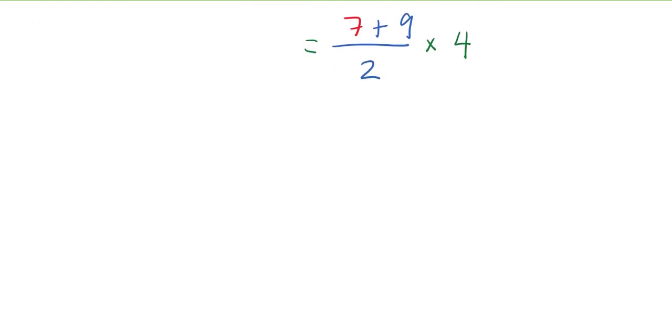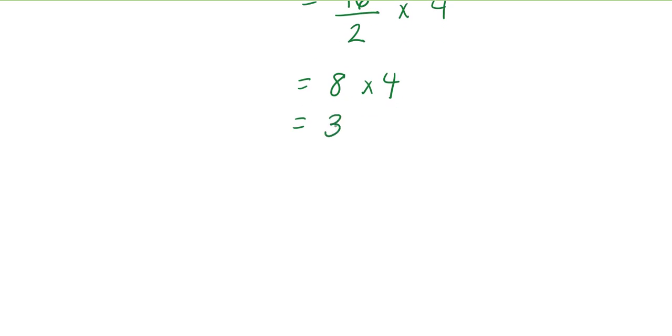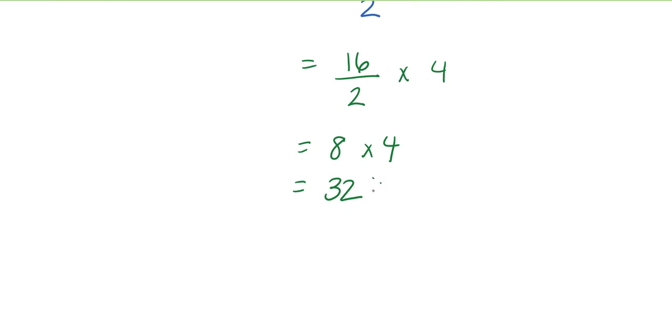If we were to solve, we would go 7 plus 9. So that would be 16. Then we divide this by 2 and then multiply it by 4. Well, 16 divided by 2 is equal to 8. And then we multiply it by 4 to get our final answer, which is going to be 32. This is also in inches. So this is inches squared.